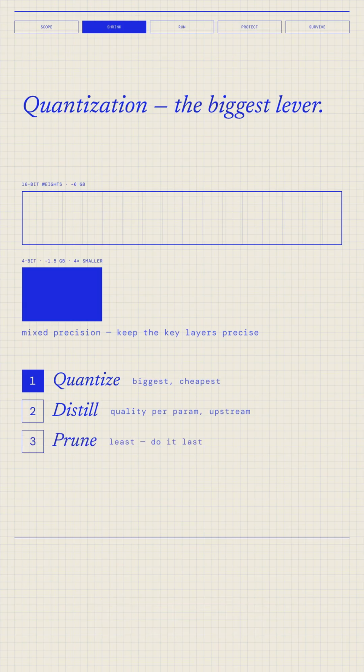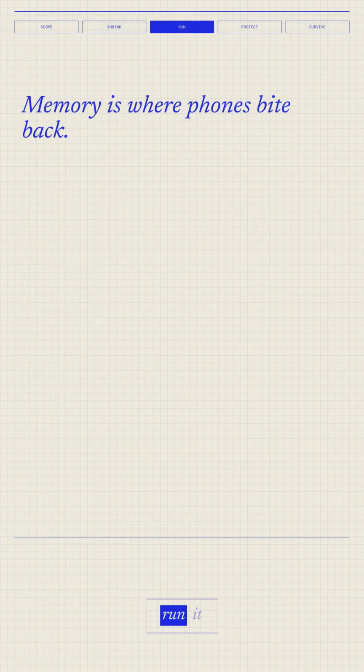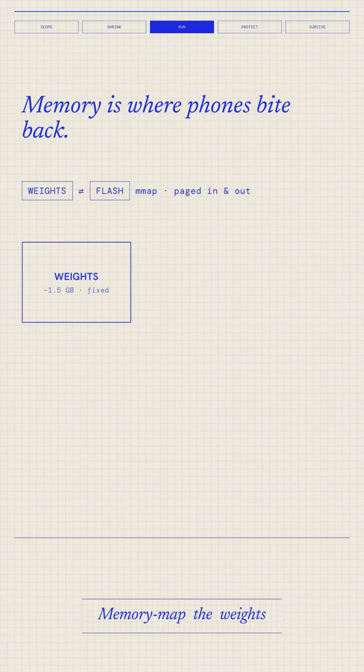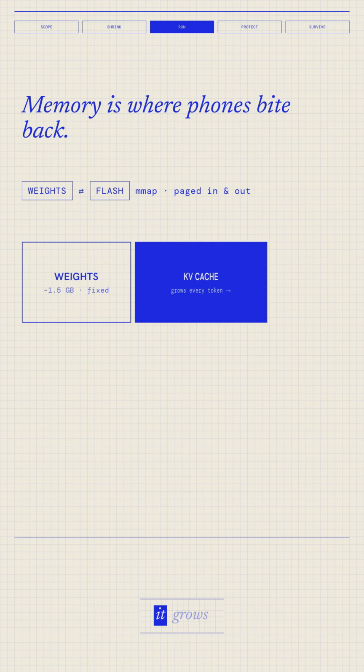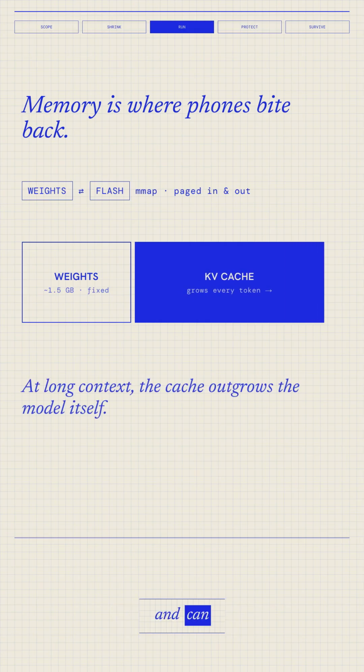Quantize first, prune last. Now run it, and memory is where phones bite back. Memory map the weights so the system pages them in and out. Then watch the KV cache, the conversation's running memory. It grows with every token and can outgrow the model itself. Quantize it or slide a window over it.